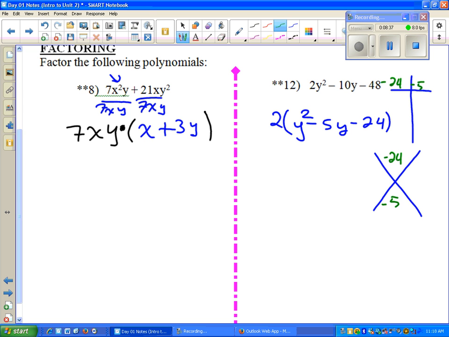But the ones that work are 3 and 8. Which one needs to be negative? The 8. Because 3 times negative 8 is negative 24. 3 plus a negative 8 is a negative 5. If the 3 was negative, you would get positive 5.